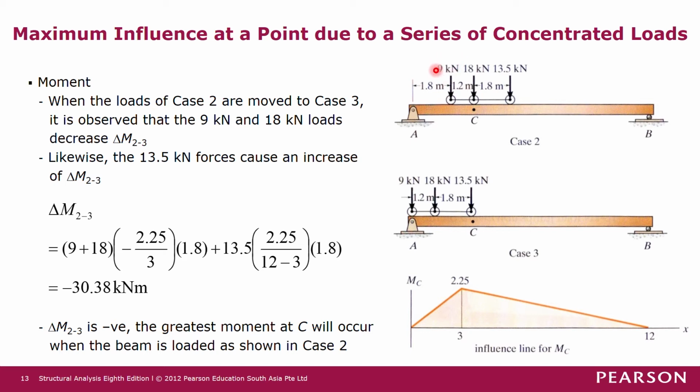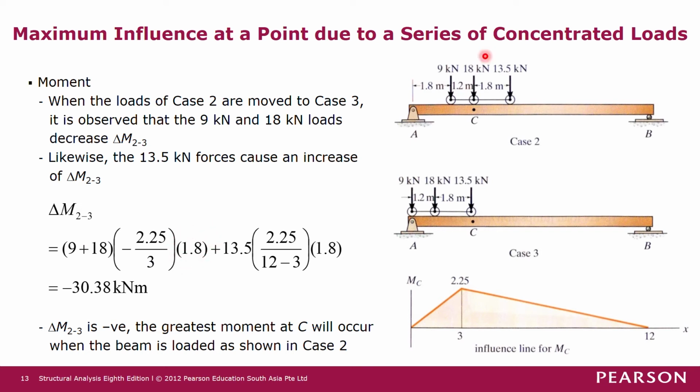So let's look at the 9 kilonewton force first here. So this 9 kilonewton force moved by 1.8 meter to the left. So it moves from here to here. So it's moving on the negative slope. Okay, by 1.8 meters. Okay, so from here to here. Okay, so we take it as negative slope on this side. So 9 times the negative slope times the horizontal movement of 1.8 meter.